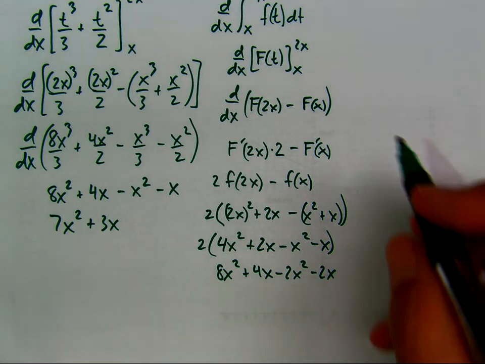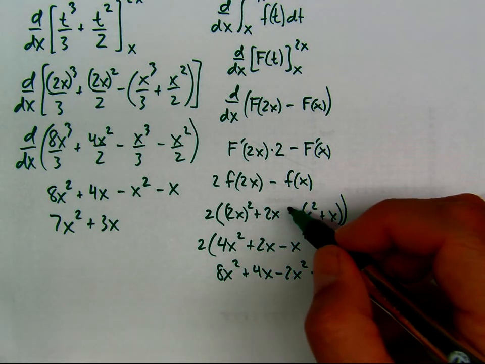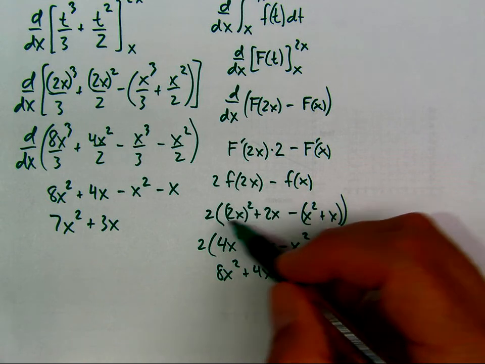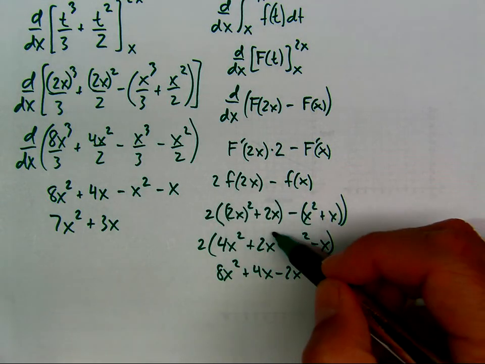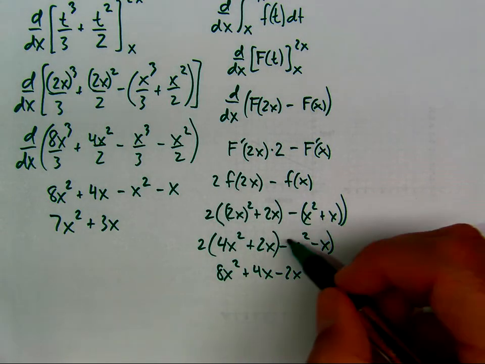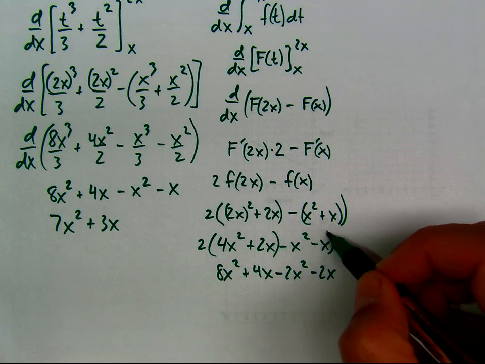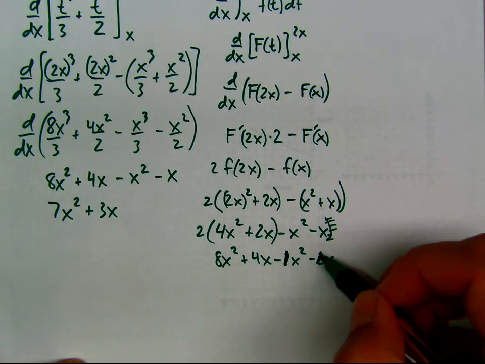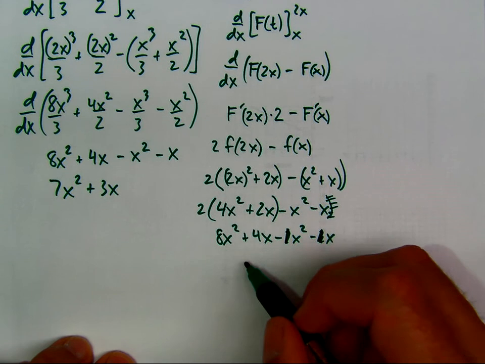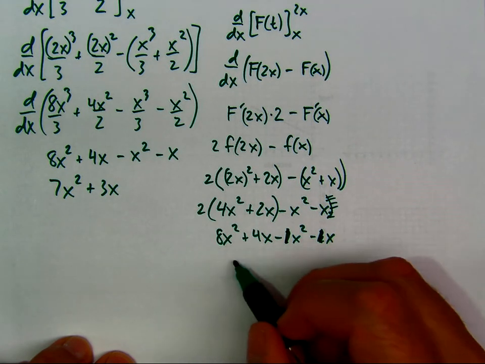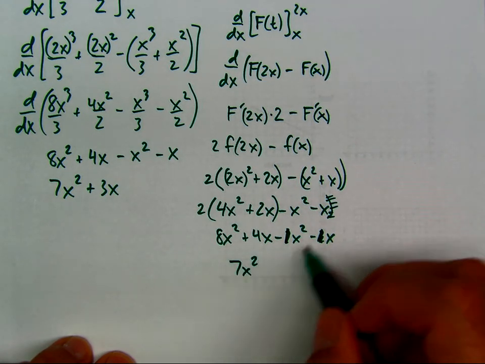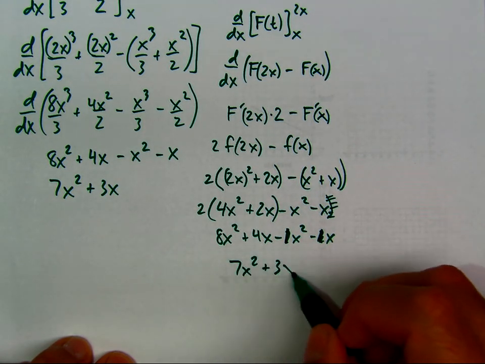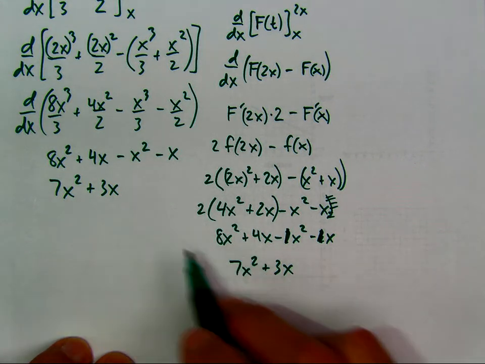Okay, caught a mistake here. 2 is only on this, so here we have 2 on that, 2 on that. I guess we just get rid of that. And now we don't have these 2's here. And 8 minus 1 is 7. 4 minus 1 is 3. And we have to get the same answer both ways.